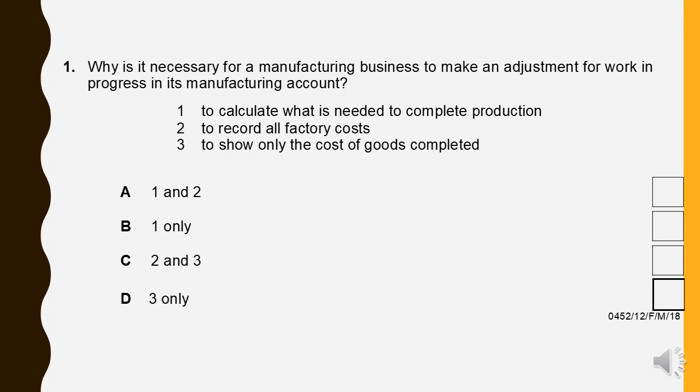Okay, let's do one question. Why is it necessary for a manufacturing business to make adjustments for work in progress in its manufacturing account? To calculate what is needed to complete production? I don't think so. Next one, to record all the factory costs. No, we don't want to record all. Whatever is completed only we record. So number 2 is confirmed wrong. Number 3, to show only the cost of the goods completed. Yes. The answer is number 3, answer is D.